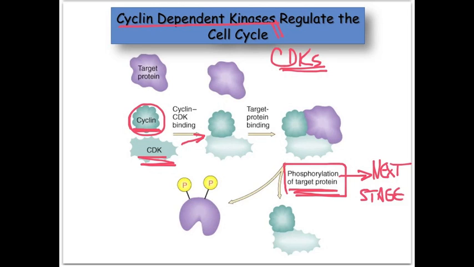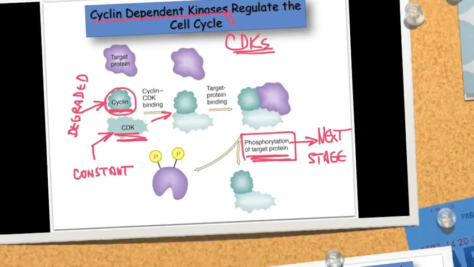It is important to emphasize that cyclins are the ones that are degraded at very specific times during the cell cycle, whereas the CDKs are the ones that remain fairly constant throughout the cell cycle.